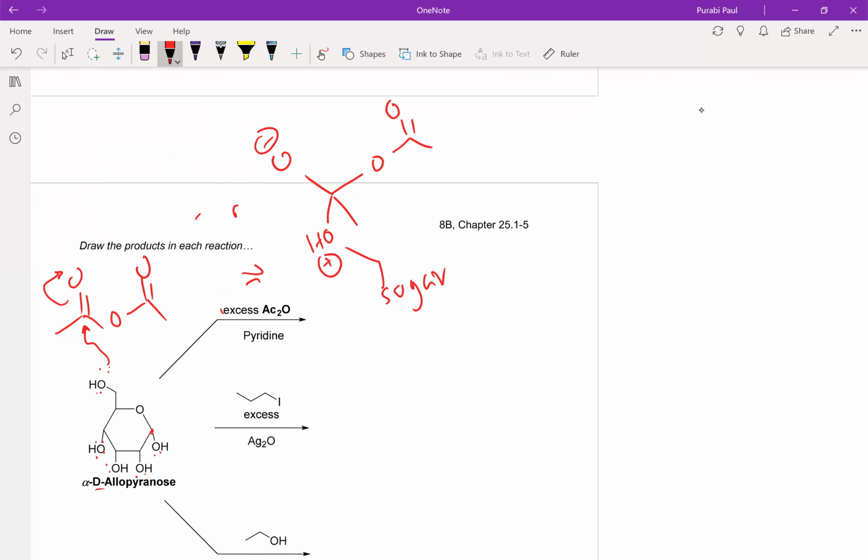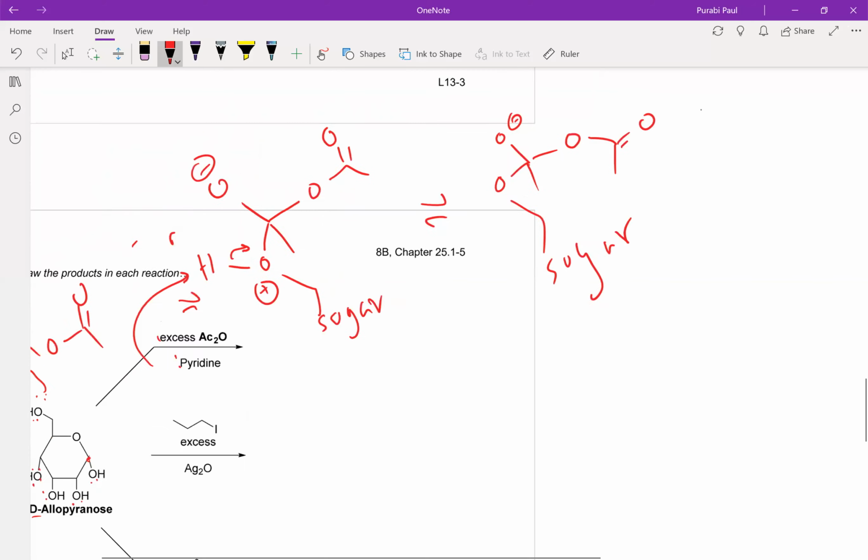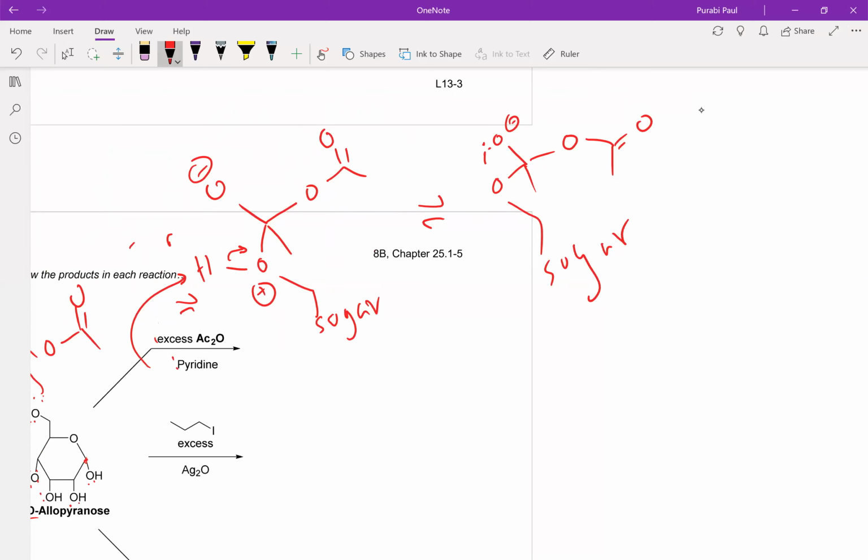So the next step is you have a base. You're given pyridine. What the pyridine does is it will grab the proton, because we don't need the proton there, and that will give you something that looks like this. So now what will happen is this electron will come down. It could either kick out this bond or that bond, but if it kicks out the bond on the left, you're back to your starting material, so that doesn't do us any good. So what we're going to do is kick the bond out to the right.